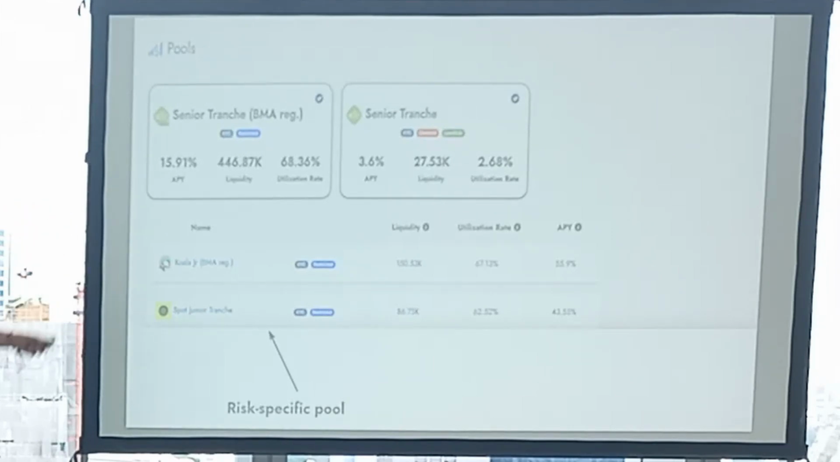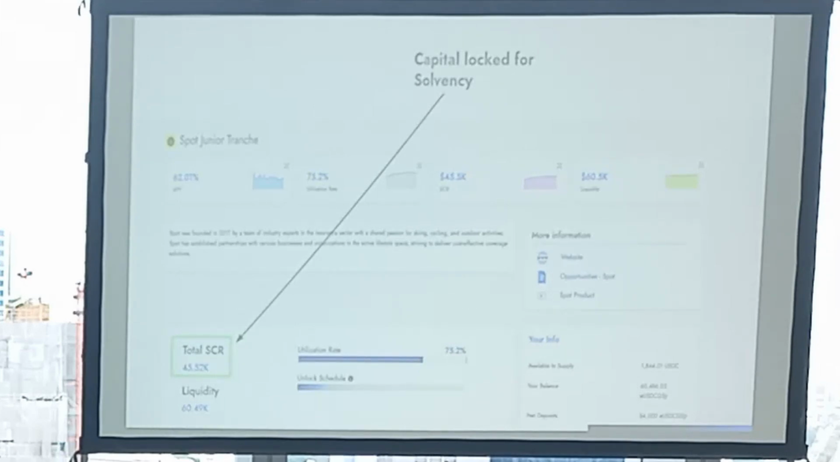For example, this utilization rate, and probably it will be clear in the next slide. The utilization rate comes from the fact that on a given pool we have a given amount of liquidity, 60K in this case, and out of that amount, part is SCR. That means that part is solvency capital that is locked by active policies in the portfolio, right? For every policy we sell, we lock more capital, and every policy that expires, we unlock that capital. Right, so this creates a fluctuation of the amount of capital that is locked as solvency.